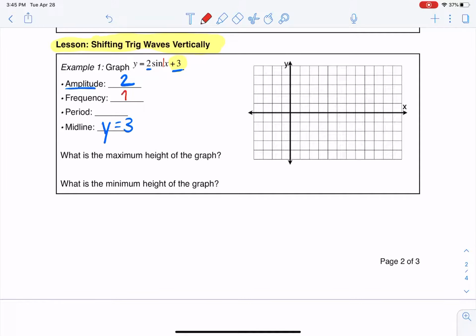Okay, so finally our period, from the previous lesson, is the same thing as 2 pi divided by b, b being my frequency. In this instance, it would be 2 pi divided by 1, so our period is 2 pi units. So we complete one cycle in 2 pi units. Okay, so let's sketch this graph.